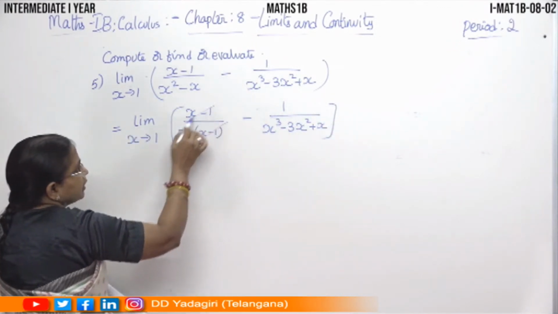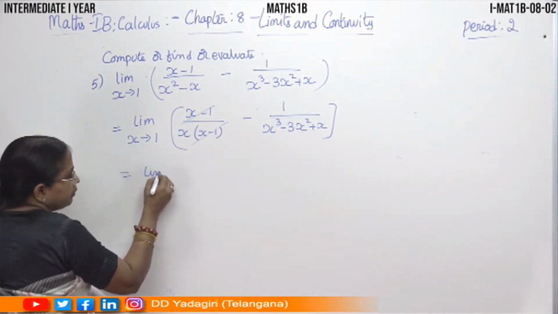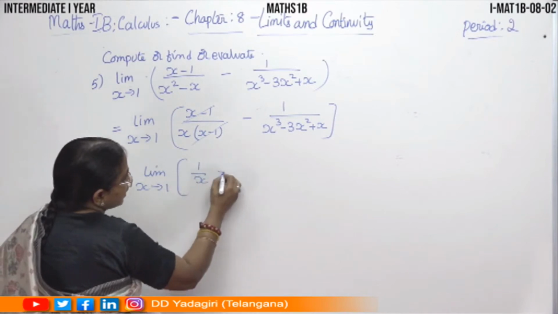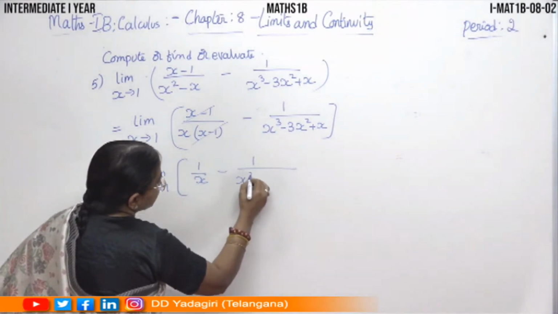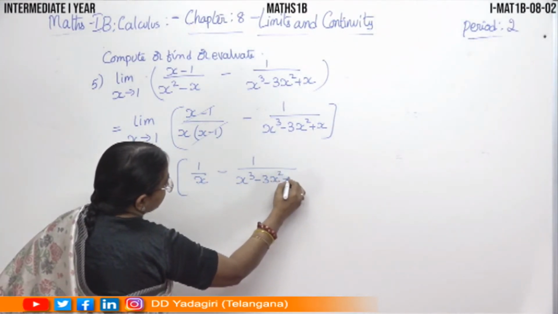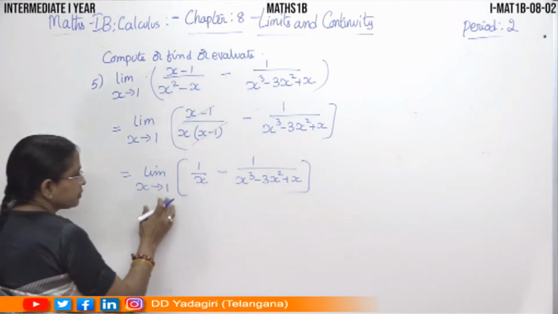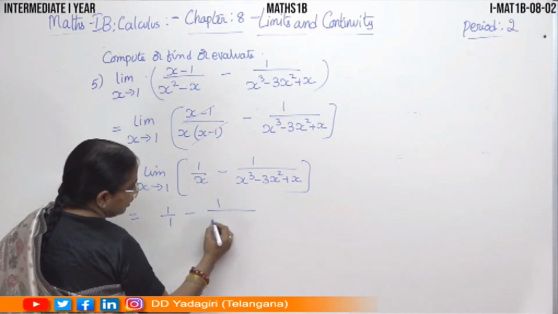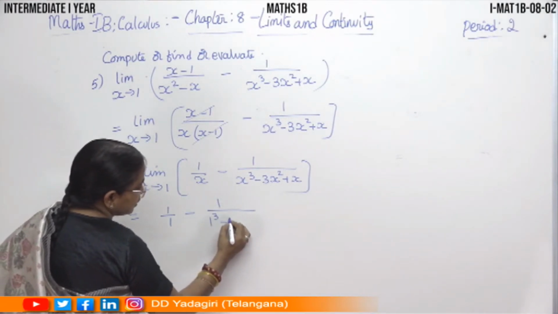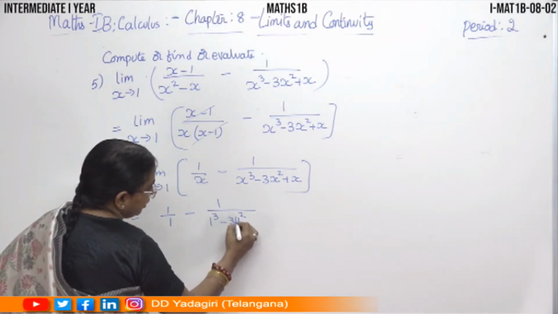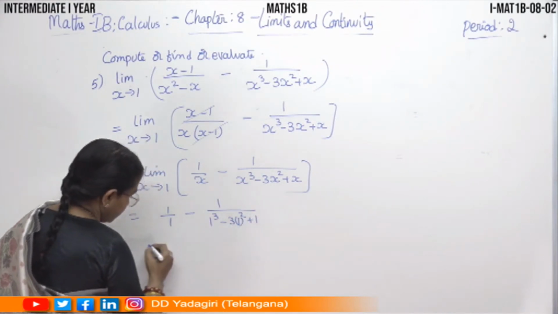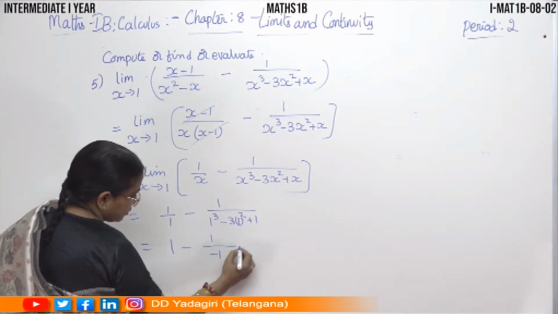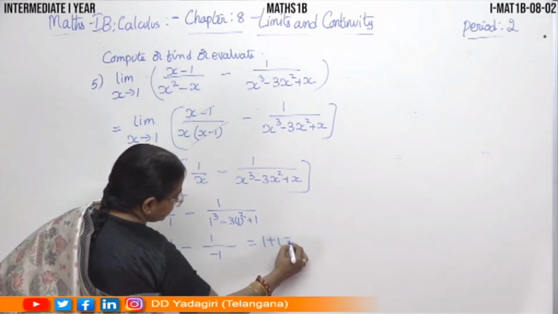So x minus 1 gets cancelled. So it is limit x tending to 1 of 1 by x minus 1 by x cube minus 3x square plus x. So now substitute 1. Then it is 1 by 1 minus 1 by 1 cube minus 3 into 1 square plus 1. So that is 1 minus 1 by minus 1. So that is 1 plus 1, that is 2.